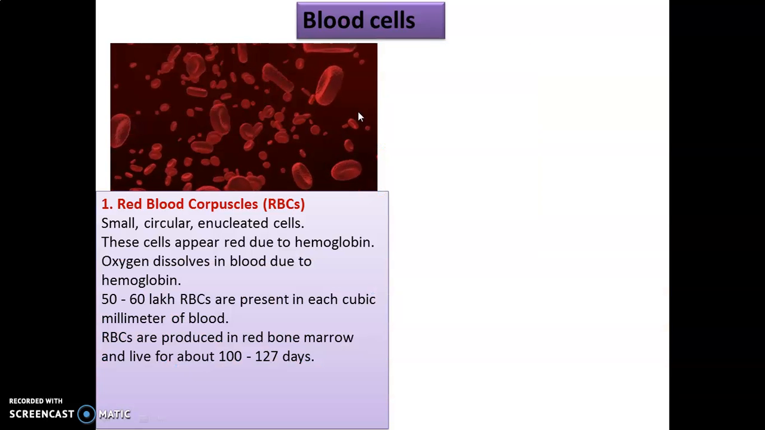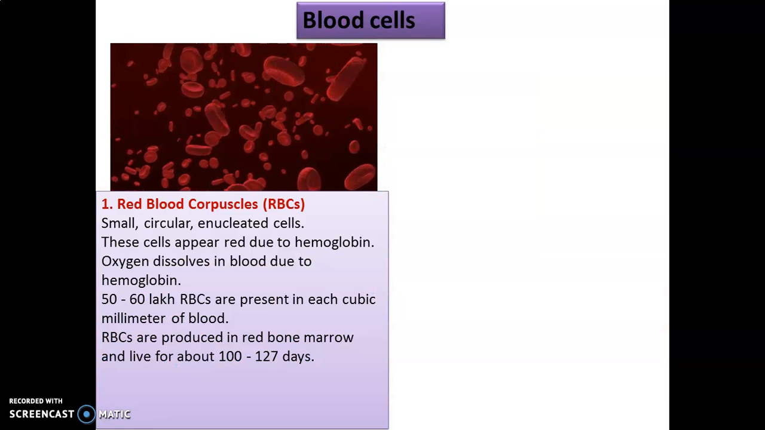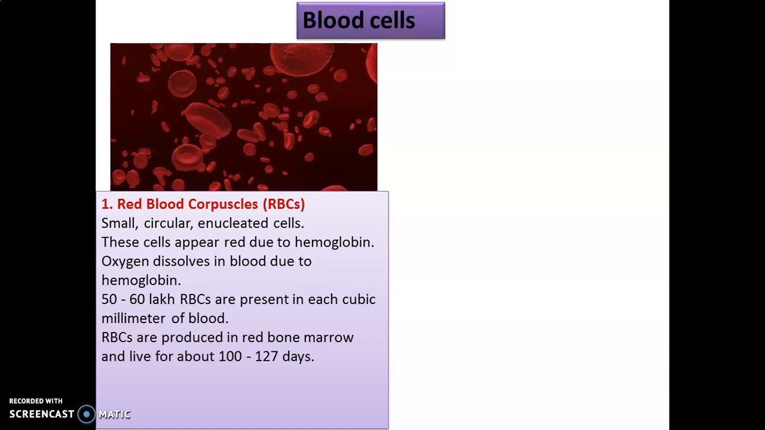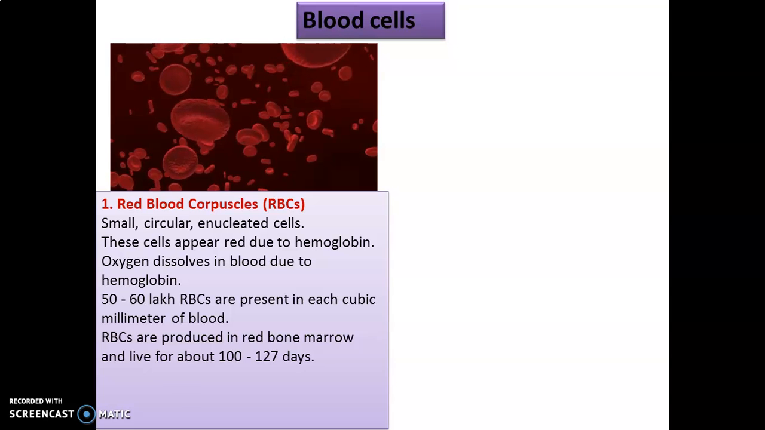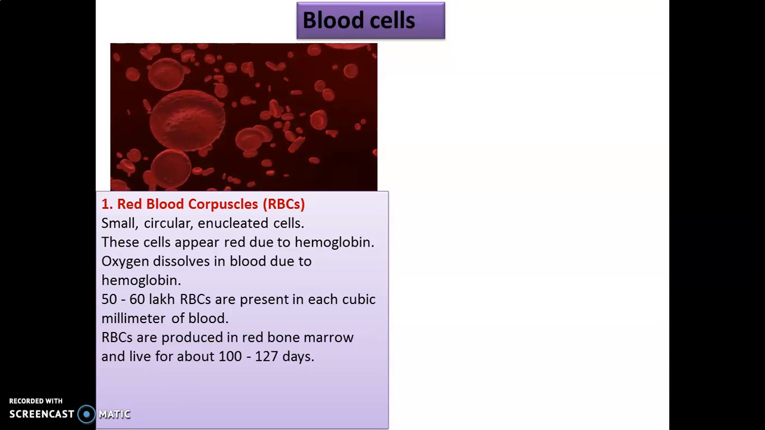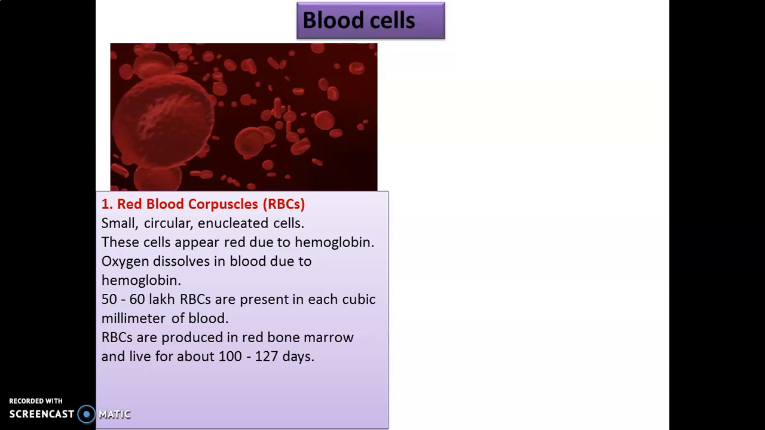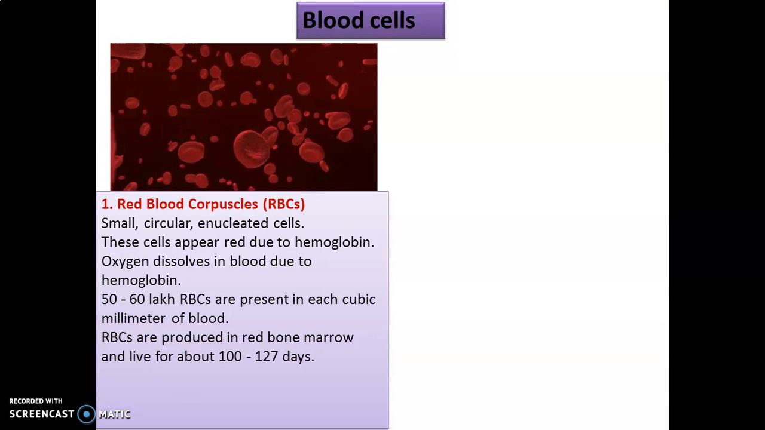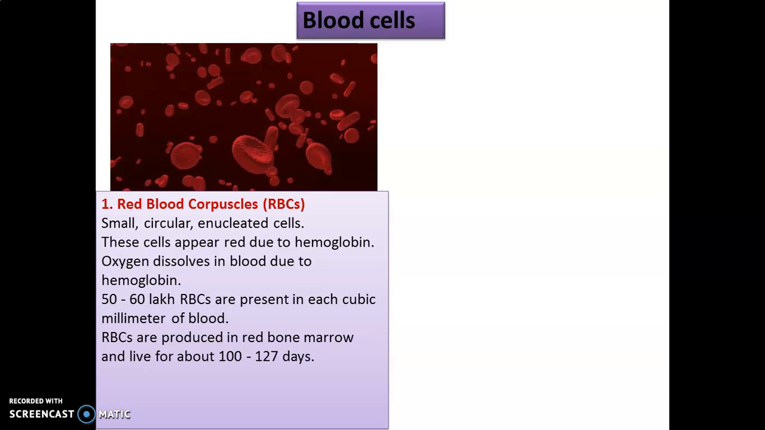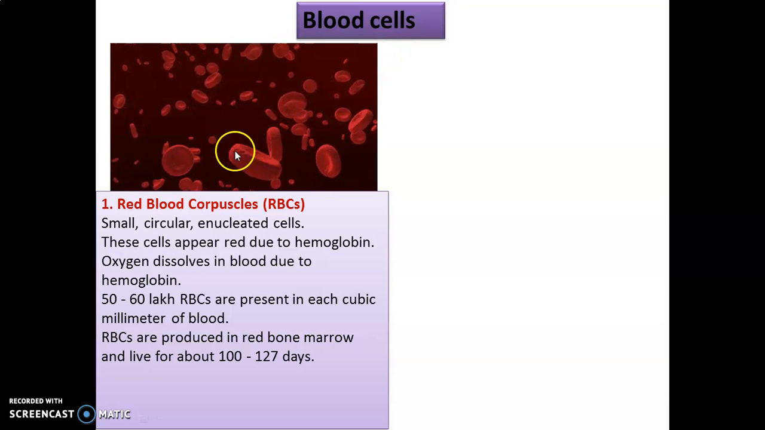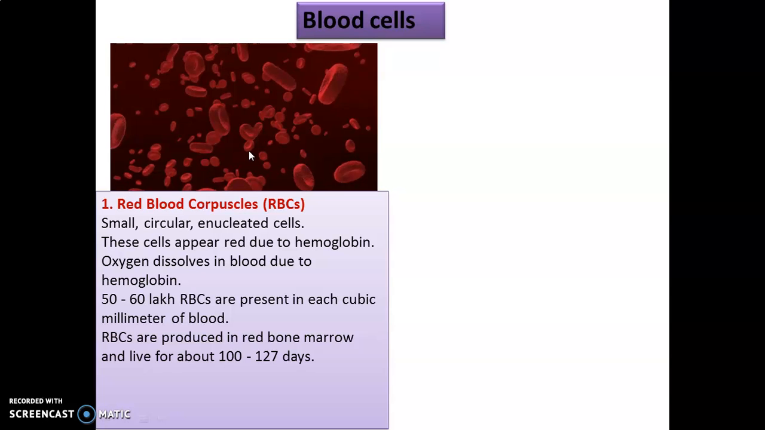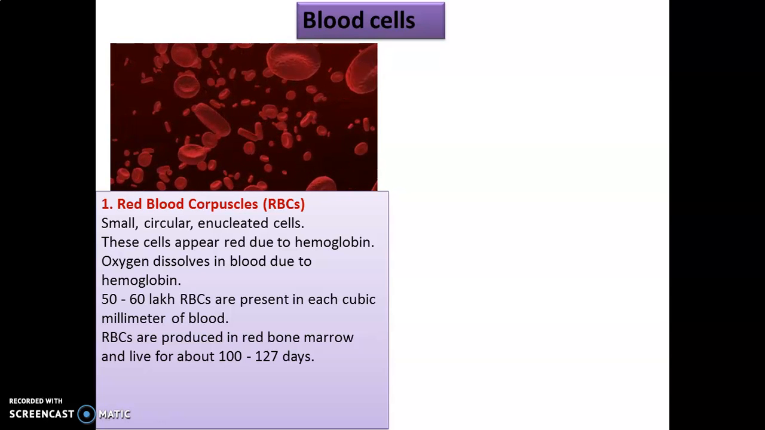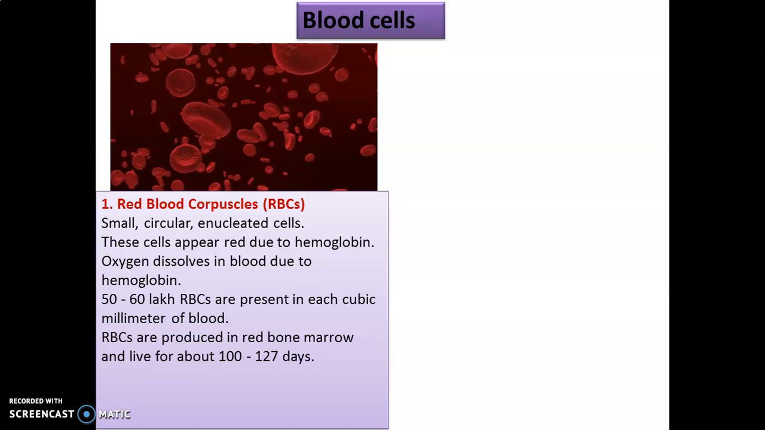Then the second type we have is blood cells. We have two types of blood cells. The first one are red blood corpuscles, which are also called RBCs. RBCs are small, circular and enucleated cells. They are small in size. See the shape, that is circular, and enucleated means no nucleus. These cells appear red due to hemoglobin.